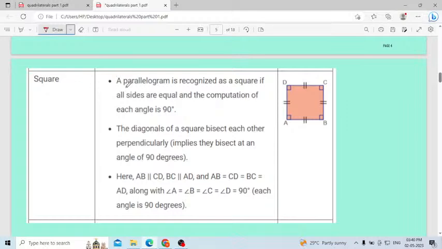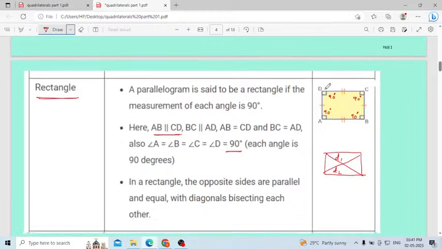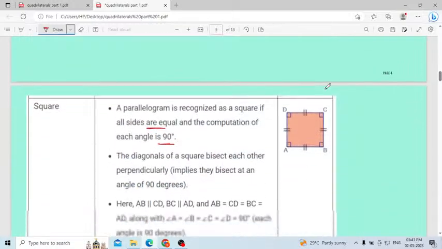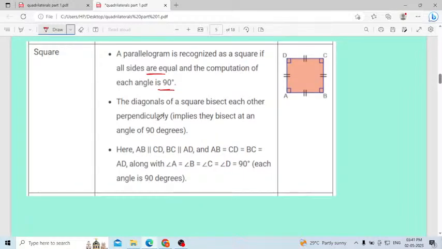The next one, the square, is also one of the types of a parallelogram. It is recognized as a square if all the sides are equal and the measure of each angle is 90 degrees. In the case of a square ABCD, it also contains four sides, but here all the four sides are equal. But in the case of a rectangle, only opposite sides are equal. In the case of a square, all the four sides are equal. This one you have to remember. Then each angle is 90 degrees. Even in a rectangle it is 90 degrees, and in a square also 90 degrees. That will be the same.